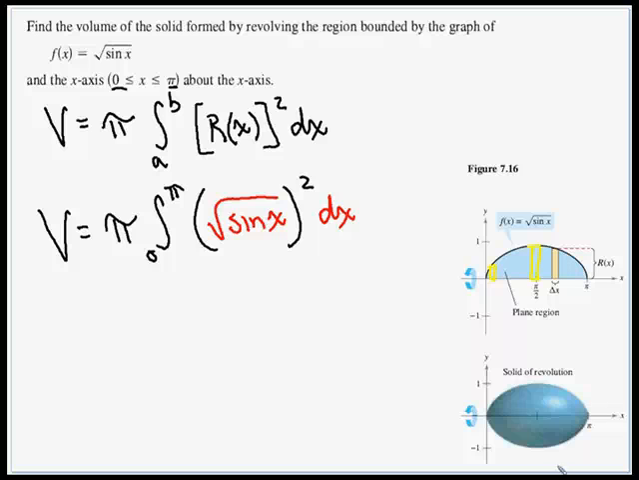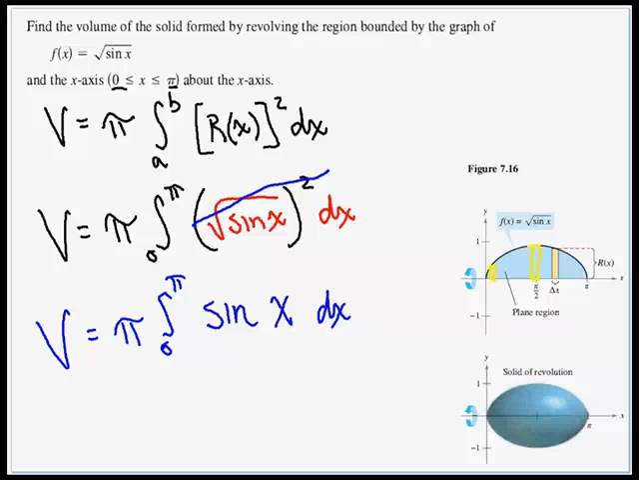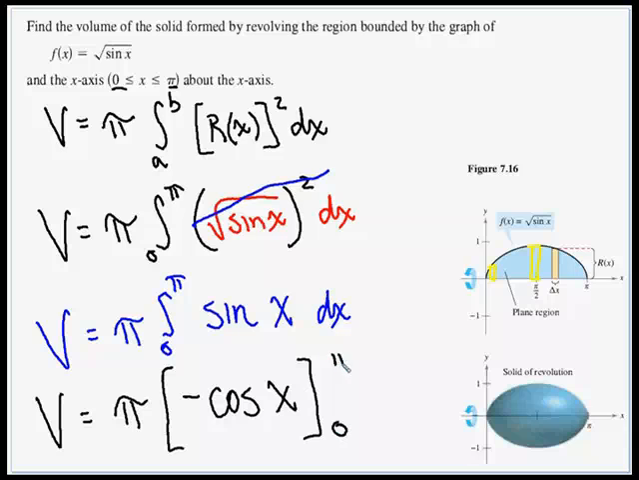But before we integrate, let's try to clean this up and simplify it a little bit. We have a square root and a quantity squared. Those are inverse operations. If we square and square root something, we're back to where we started. So we lose the square and the square root, and we just have sine of x dx. Alright, this will be a nice simple integration. So we have our pi out front. And the antiderivative of sine x is negative cosine of x. And we are evaluating between 0 and pi.